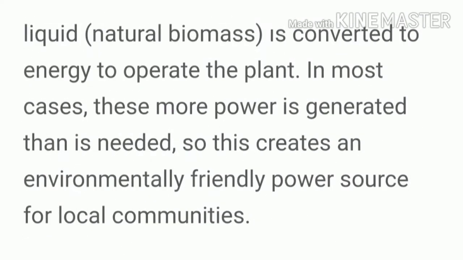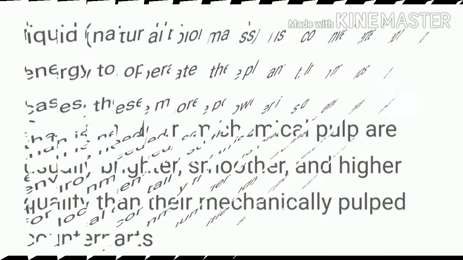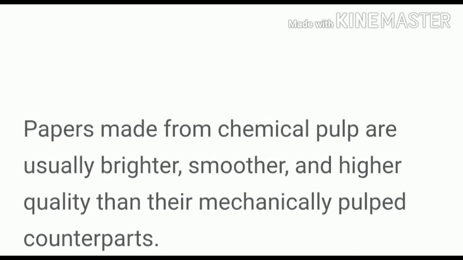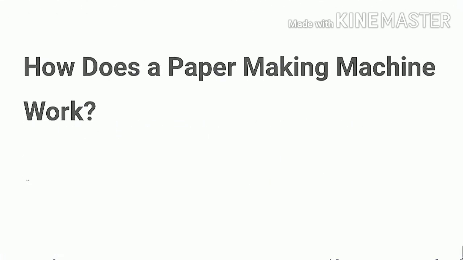In most cases, more power is generated than is needed. So, this creates an environmentally friendly power source for the local communities. Paper made from chemical pulp is usually brighter, smoother, and higher quality than its mechanically pulped counterparts.